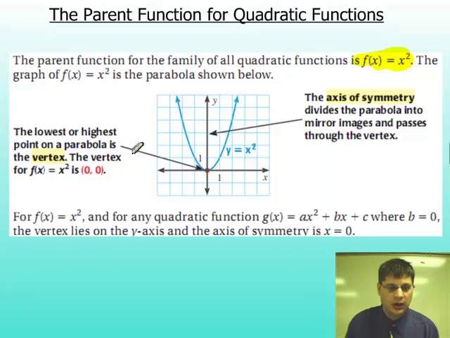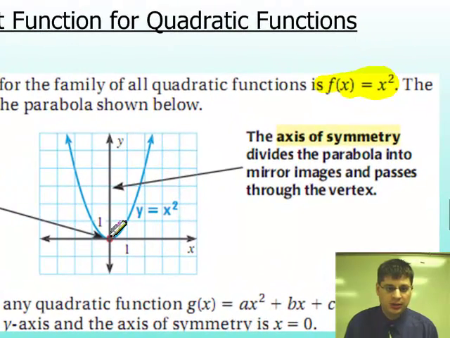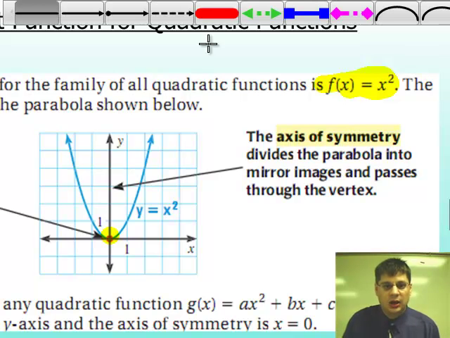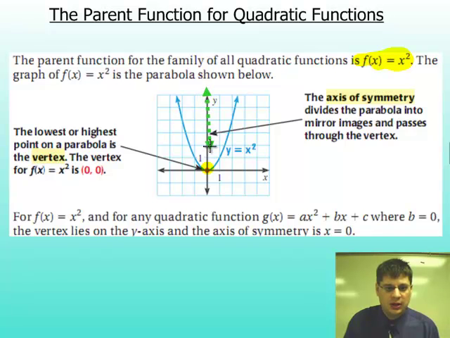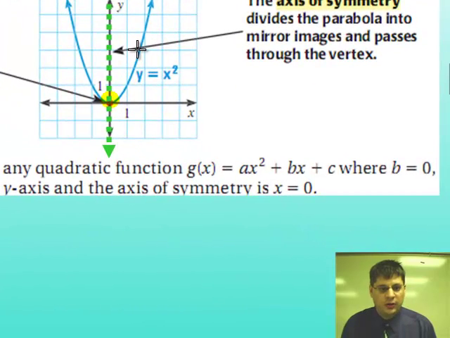the vertex, which is in this case the bottom of the U shape of the parabola, is located at (0, 0) on the parent function parabola. There's also another line known as the axis of symmetry. What the axis of symmetry is, it's an invisible line that cuts the parabola vertically in half, so that the left side is symmetrical to the right side. And we'll be using that.